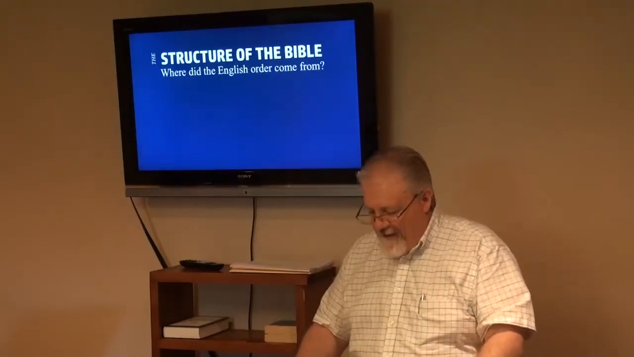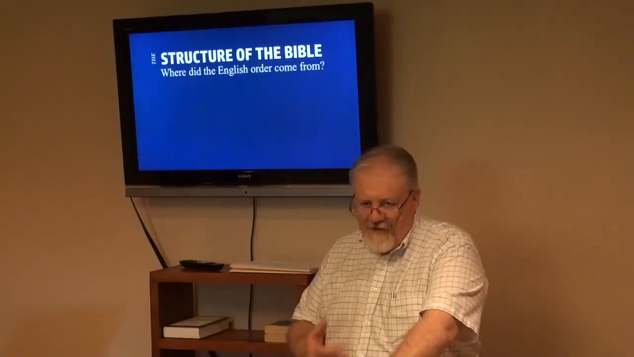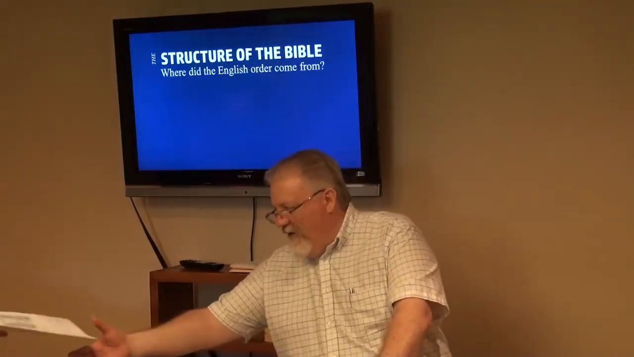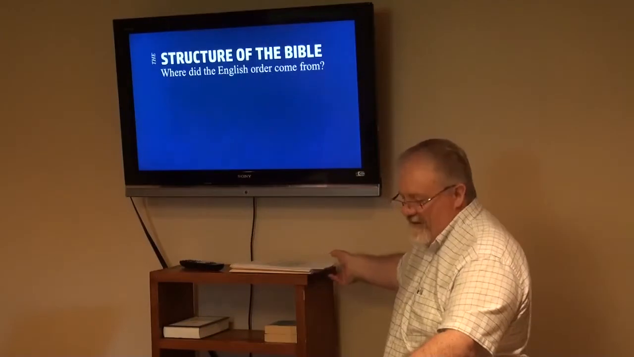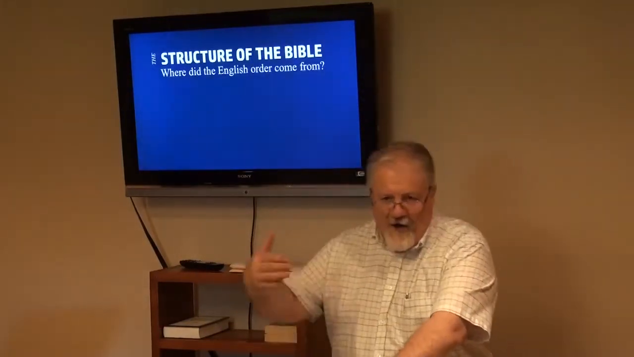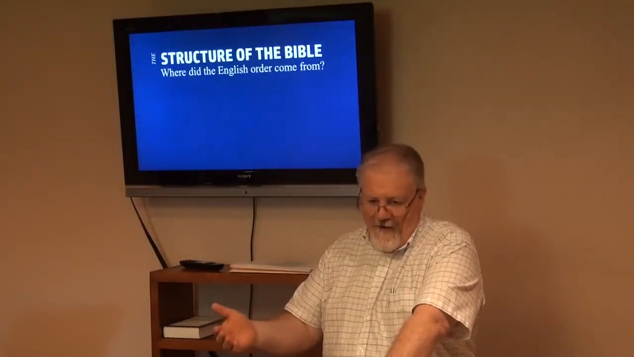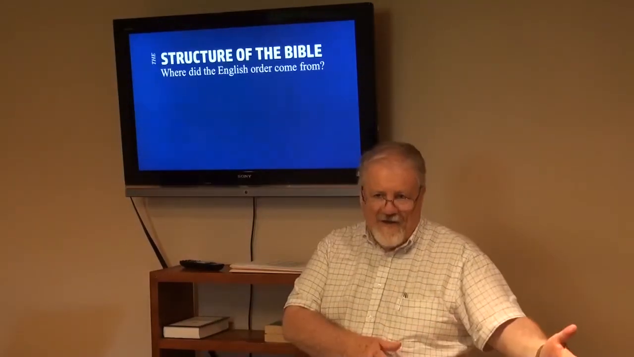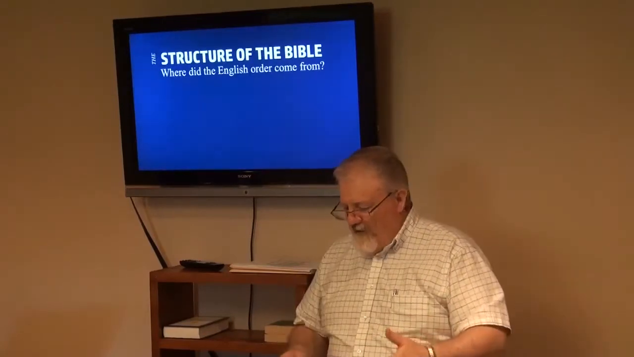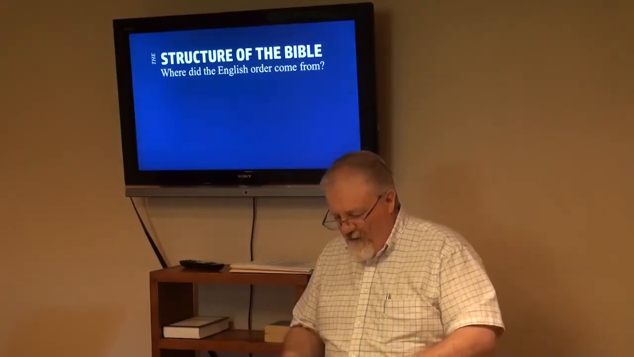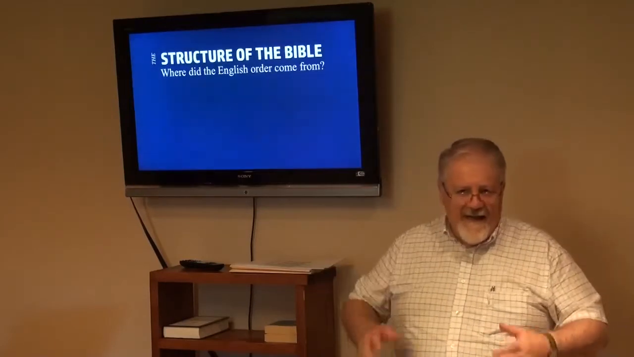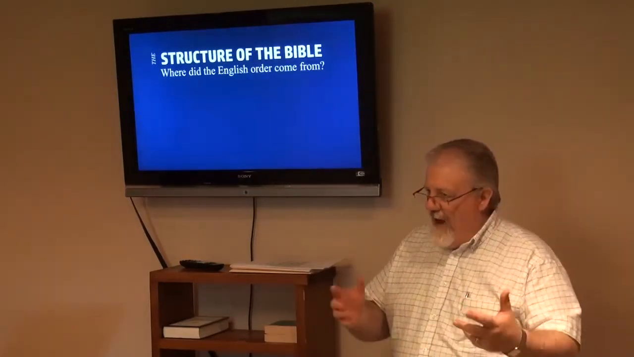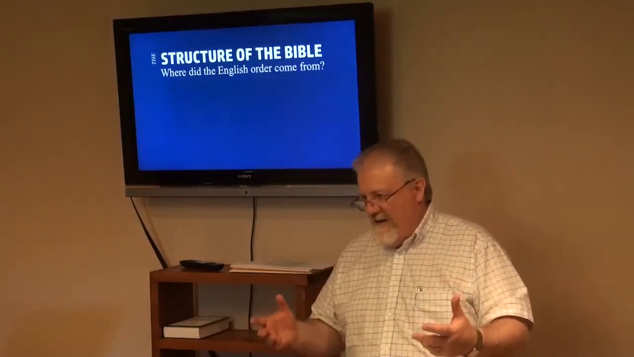Now, just as a reminder, we don't know for certain when the English order came about. All we know from the manuscripts that have been discovered is that by the early 4th century, so somewhere in the 300s, copies of the Septuagint were in the English arrangement. We also know that Josephus listed the order of the Old Testament in one of his letters in the same basic order as the English order. So that would be around 60, 70 AD.